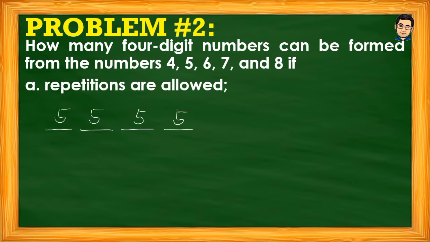So since nilagay natin yung 5 na yan sa apat na blanco, pwede rin po yung 5 raised to the 4th power. It's because apat na beses na lumitaw yung 5. So, ibig sabihin yan, i-multiply natin yung 5 ng apat na beses. So, 5 times 5 is 25, times 5, 125, and then another 5, our answer is 625. So, ibig sabihin po niyan, meron po tayong 625 4-digit numbers.